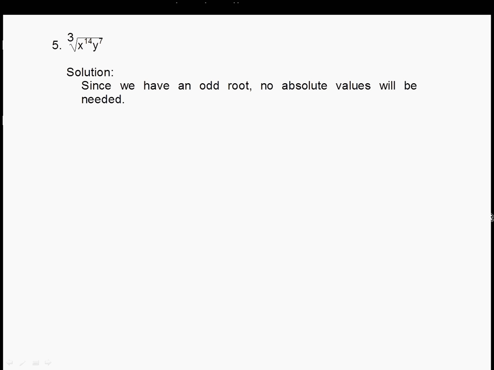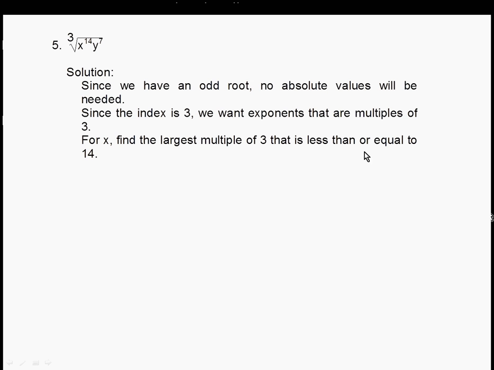Let's do the same thing with the cube root. The cube root of x to the 14th, y to the 7th. So since we have an odd root, no absolute values will be needed. In fact, if you put them, it's wrong. So since the index is 3, we want exponents that are multiples of 3. Okay, for x, the largest multiple of 3 that is less than or equal to 14. Turns out it's 12.